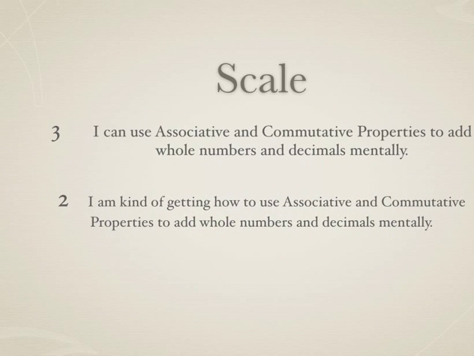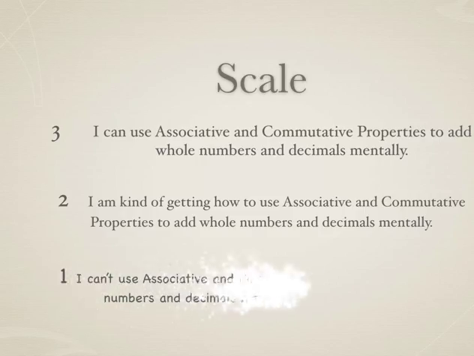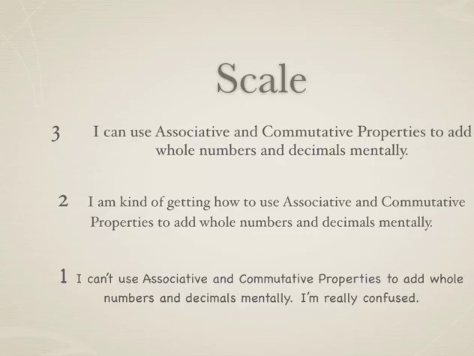I'm a 2. I'm kind of getting to know how to use the associative and commutative properties. I still may need a little practice with it, and I may have a few questions. Or I'm a 1. I really don't understand the associative and commutative properties. I don't understand how we would use them in a real life situation. I'm really confused. I have a ton of questions.